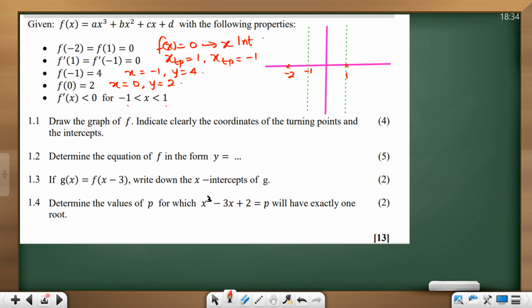Next point. When x is negative 1, y is equal to what? 4. Look at x negative 1, y. X is 0, y is 2. I tell you.